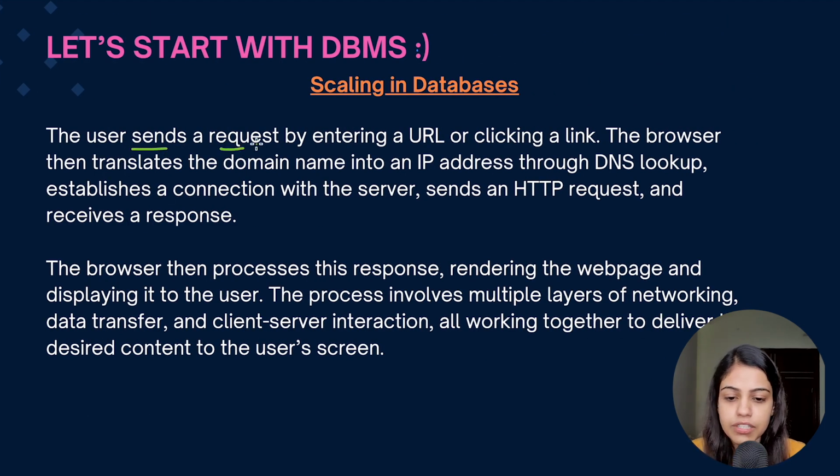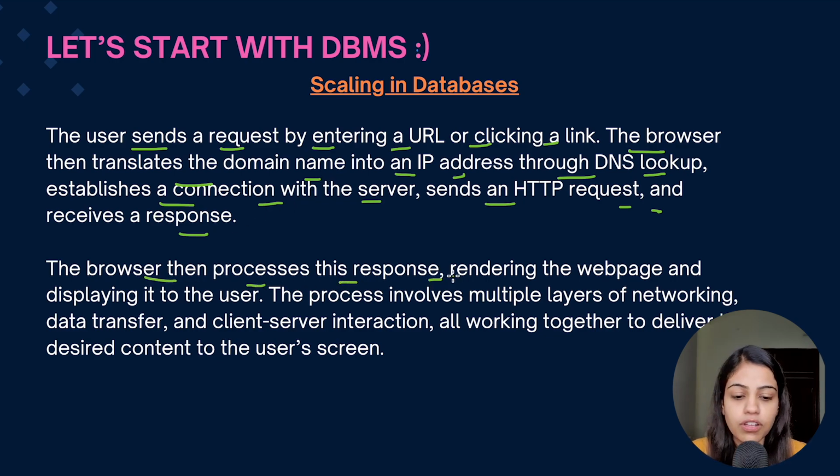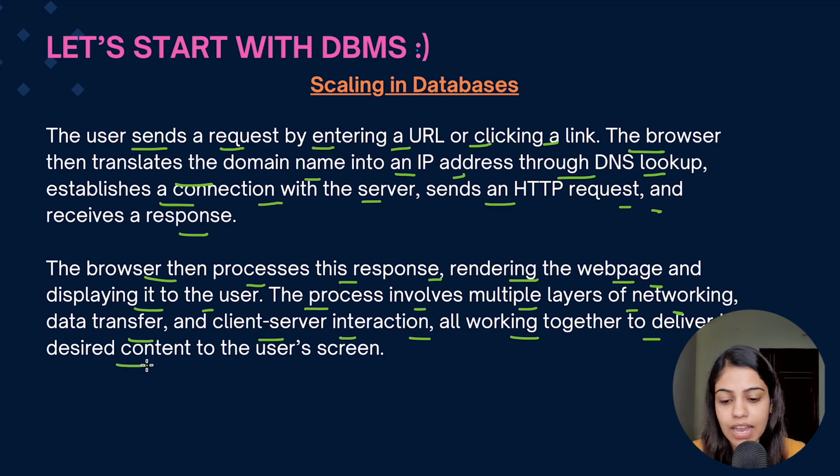Now the user sends a request by entering the URL or clicking a link. The browser then translates the domain name into an IP address through DNS lookup, establishes a connection with the server, sends an HTTP request and receives the response. Now the browser processes this response, renders the web page and displays it to the user. So we get the static and dynamic content from the server, which is rendered and then displayed to the user. The process involves multiple layers of networking, data transfer and client and server interaction, all working together to deliver the desired content to the user's screen.